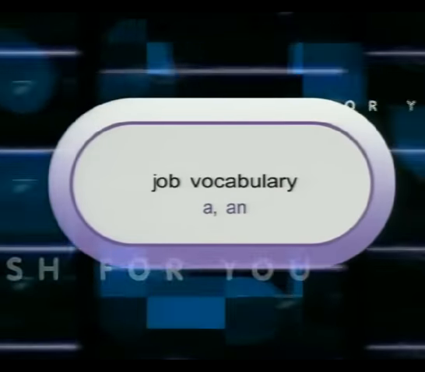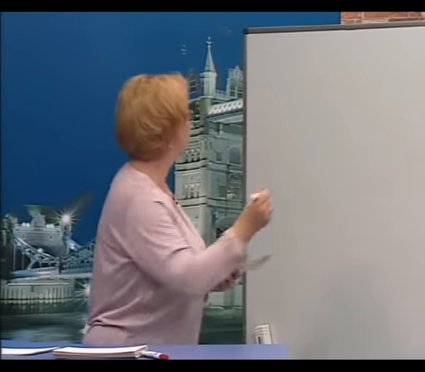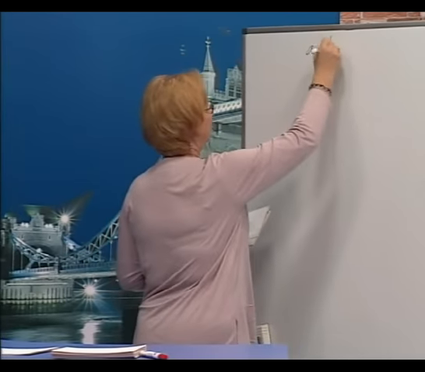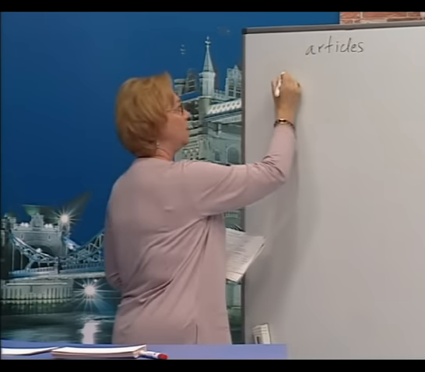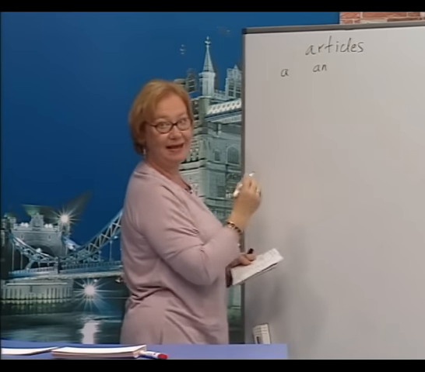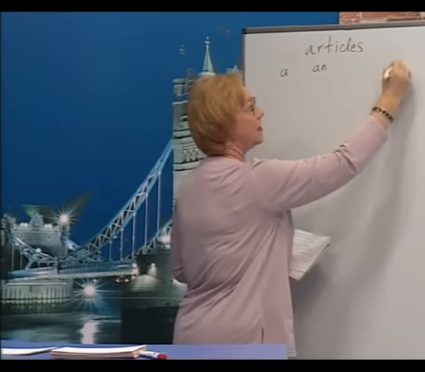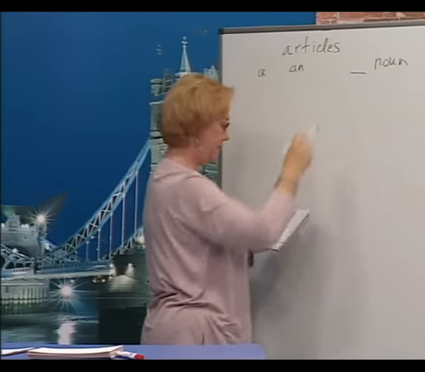Job vocabulary. All right. Now we're going to talk about articles. Articles. This is the name of small words. Today we're going to talk about a and an. They go before a noun. Right here. A or an.